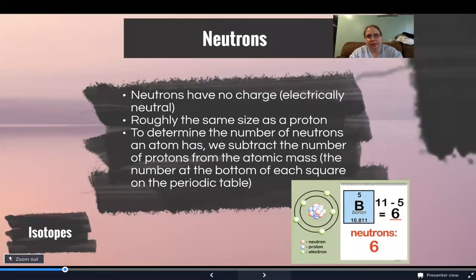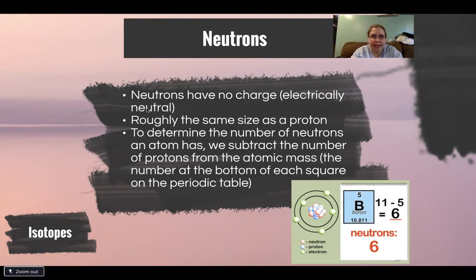All right, neutrons. So neutrons have no charge. They are neutral. You can even tell because the first 5 letters are the same: N-E-U-T-R, N-E-U-T-R. Neutrons are neutral. They are roughly about the same size as a proton.